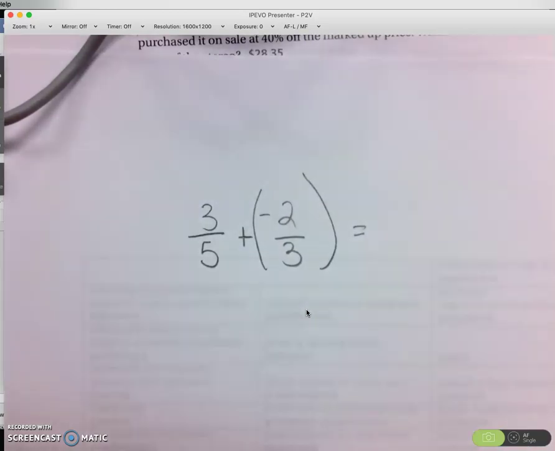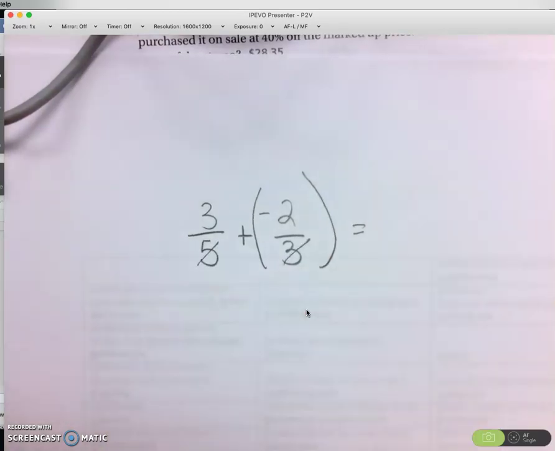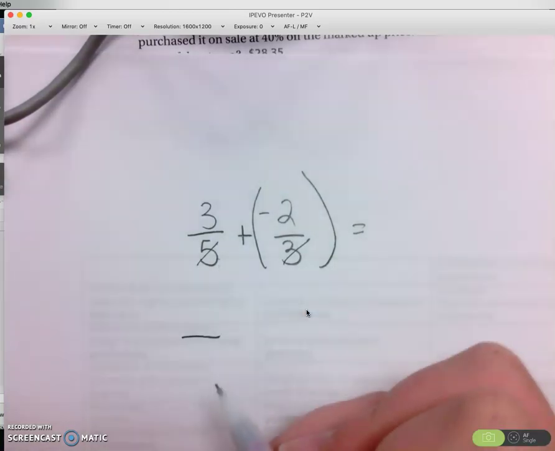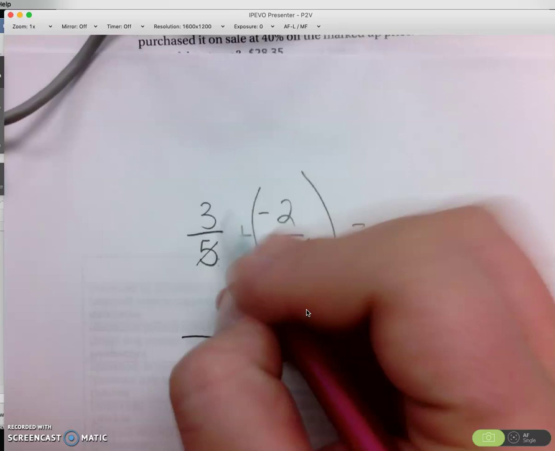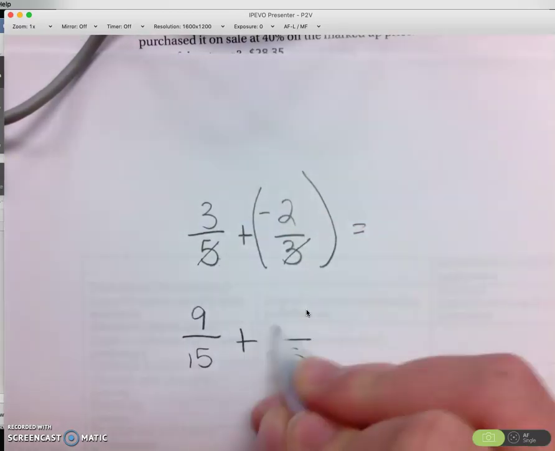It's on Canvas. Okay, the first one, again, adding or subtracting of fractions, but they have to have first the same denominator. So I'm going to change them so that they're both 15. Well, what am I doing to 5 to make it 15? I'm multiplying by 3. So I have to do the same to the top. So 9, and then this becomes 10.